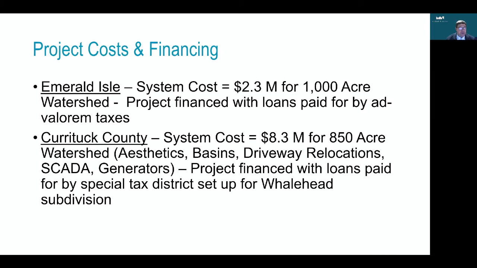As far as Currituck, theirs was more expensive given all the driveway relocations, the streets being taken up, as well as the generators and the SCADA system that were put in place. It was $8.3 million, and that was paid for by a special tax district set up for the Wellhead subdivision.